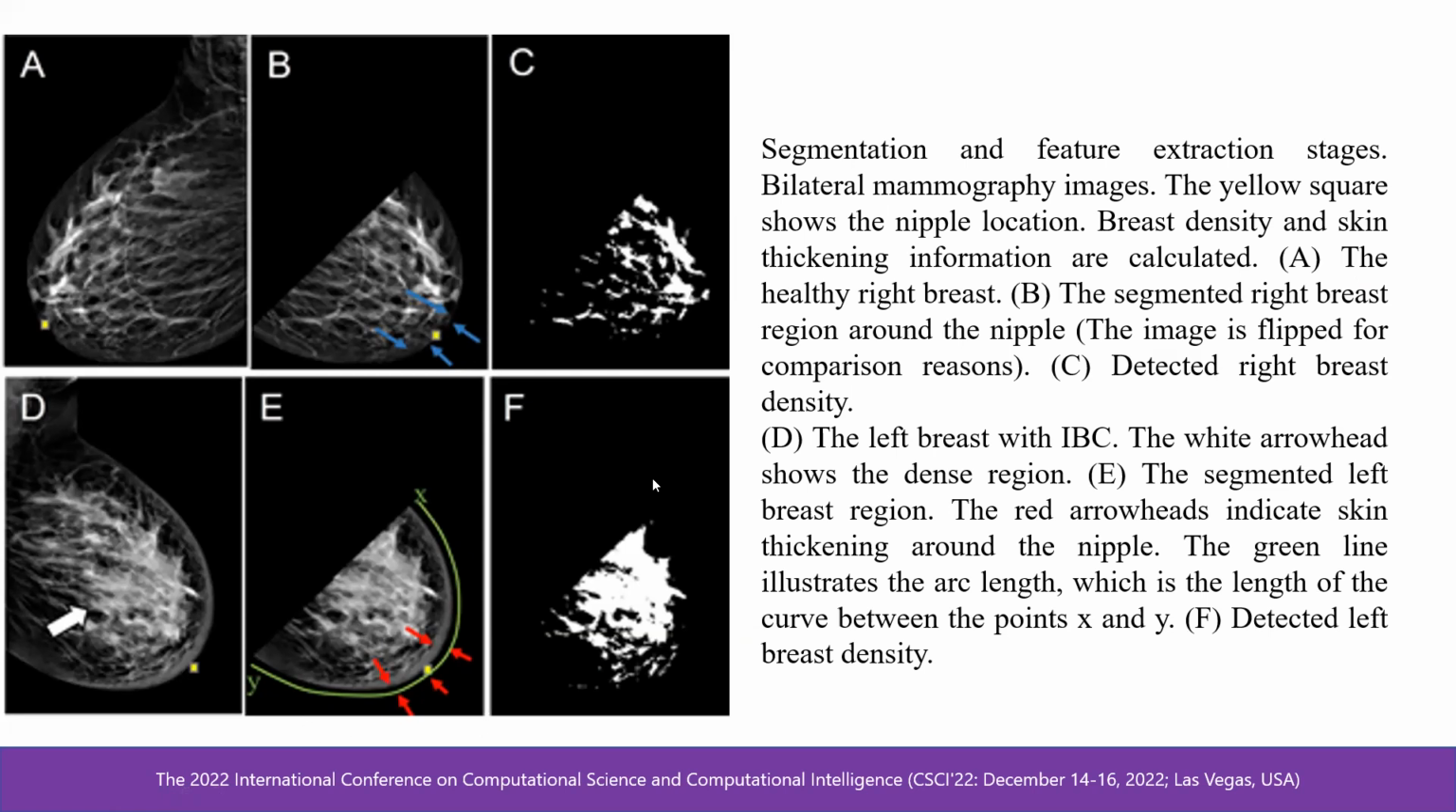Figures C and F are representing binary images. These are the segmented images and showing the breast density here. We can see the breast in figure D is showing higher density.